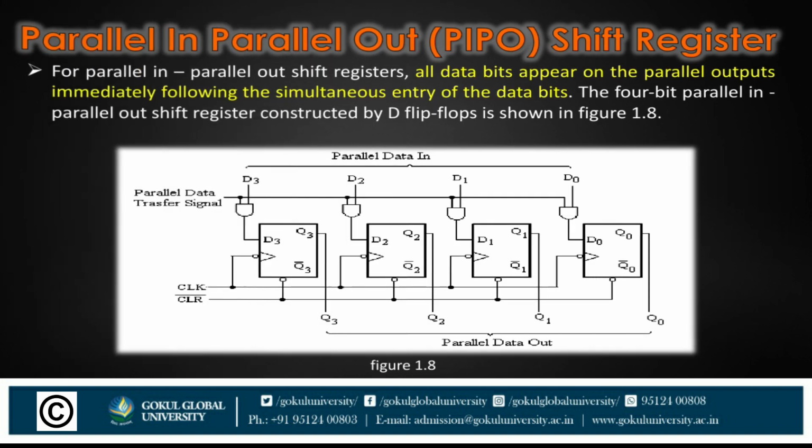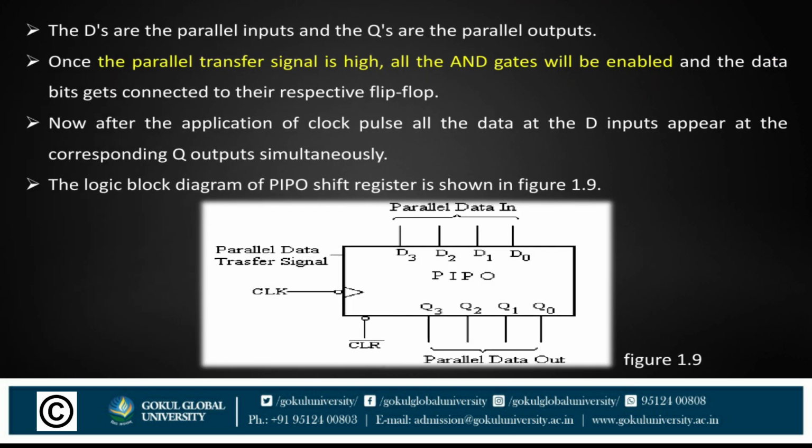Okay. Now the parallel in parallel out shift register. In the parallel in parallel out shift register, all the data bits appear on the parallel outputs immediately following the simultaneous entry of the data bits. The 4-bit parallel in parallel out shift register constructed with D flip-flops is shown in this figure. The Ds are the parallel inputs and the Qs are the parallel outputs.